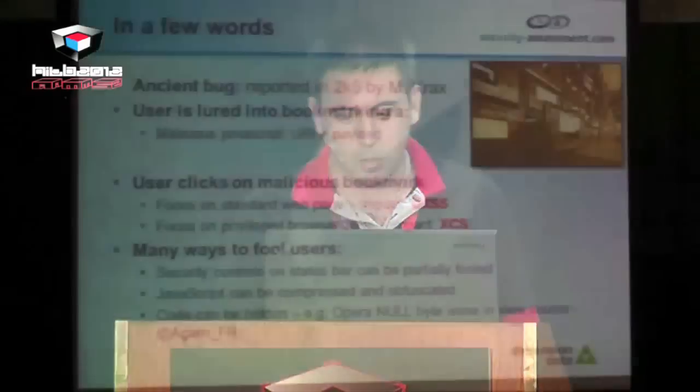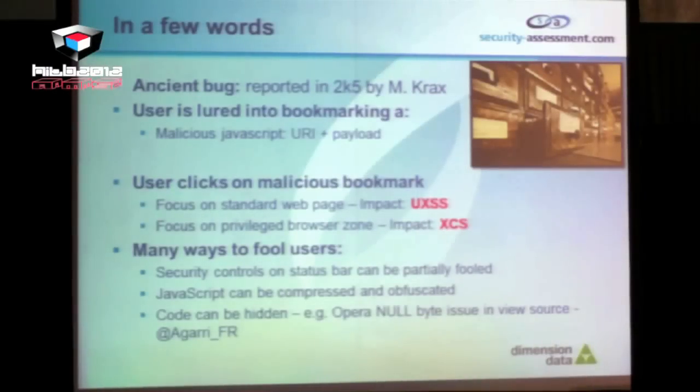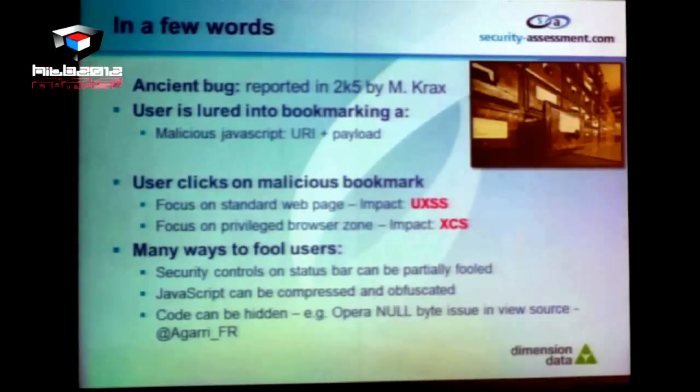The reason I'm raising this point is that even if you require the user to do multiple steps, there are things you can do, like fool the user. You can fool the status bar, you can spoof the URL bar, so you can spoof all the user interface controls which allow a user to make a decision whether to bookmark something or not. Plus, JavaScript can be compressed and obfuscated. So the average user might just say, yep, I bookmark it, and that's it.